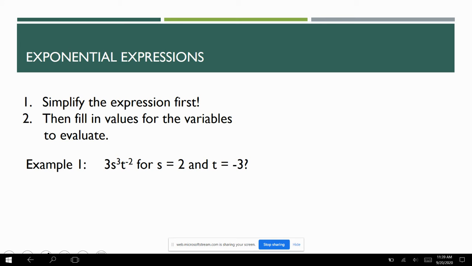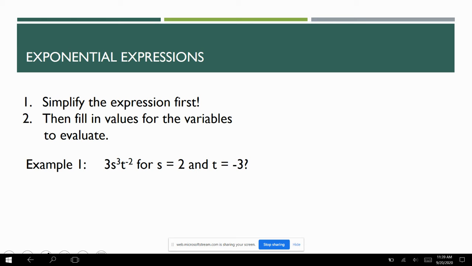So when we're evaluating exponential expressions, what we are going to do is first simplify the expression. Oftentimes that means we take care of our zero or our negative exponents, and then we fill in the values and evaluate. That's when we perform the operations and find our solution.